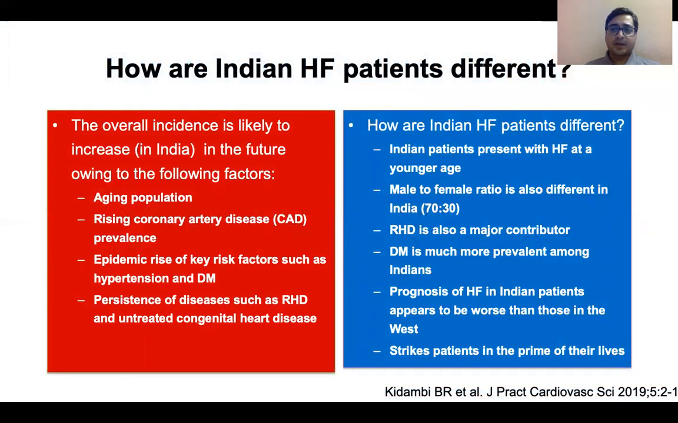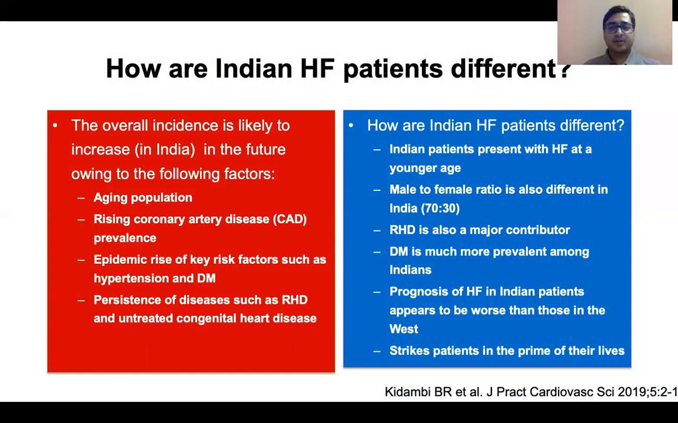Heart failure in the Indian scenario is a little bit different because we have a larger aging population as well as an increased prevalence of coronary artery disease, and a rise of key risk factors such as hypertension and diabetes, and persistence of diseases like rheumatic heart disease and untreated congenital heart disease. It has been seen from several studies from India that Indian patients present with heart failure a little bit earlier. And the male to female ratio is also different in India, 70 to 30.